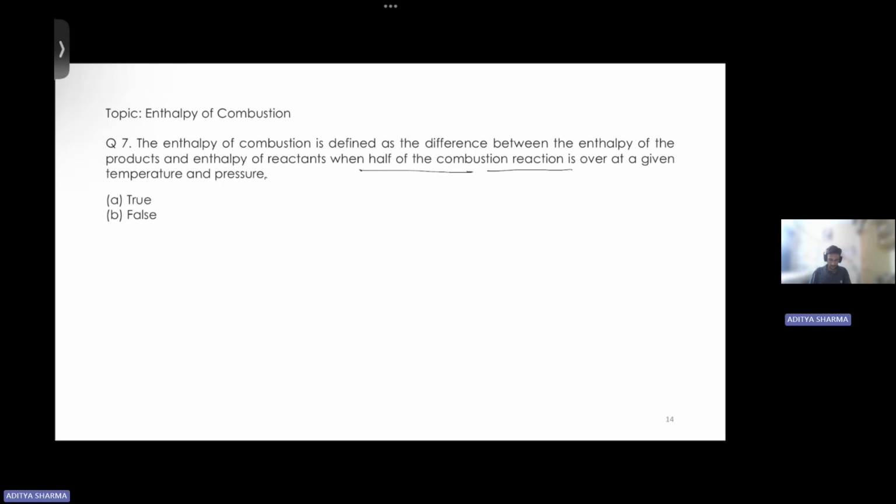So this is a false statement. Why so? Because there is no such thing like half of the combustion. Enthalpy of combustion is only defined when the full combustion of the fuel has taken place. In that case, we define the enthalpy of combustion, and it remains the difference between the enthalpy of products and the enthalpy of reactants. But the combustion has to take place fully. Okay, so this is your false statement.